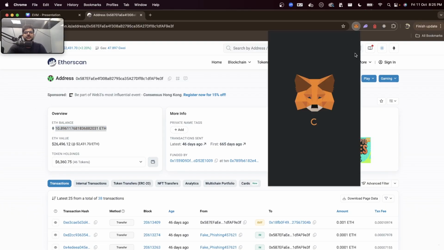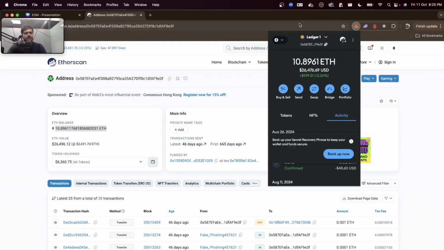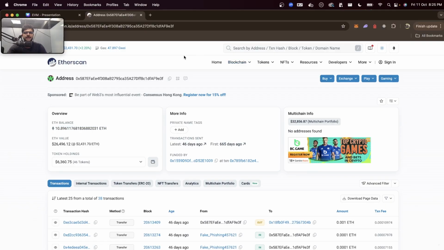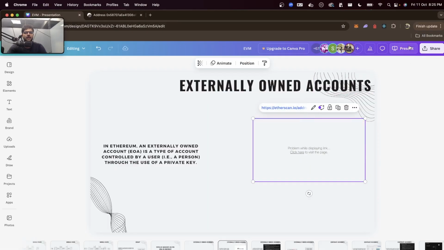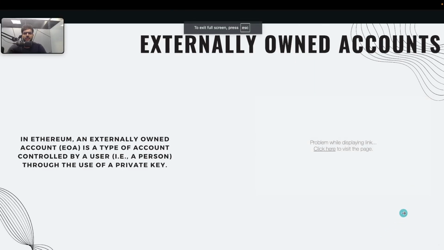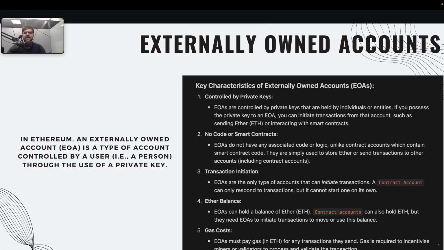Its private key is stored somewhere here in this MetaMask. Very similar to how when we used Phantom, we were storing private keys inside this extension. This is an externally owned account. I'm assuming this is very straightforward to understand. We have just given it a more complicated term called externally owned account rather than calling it an Ethereum address. Just a technical term. What are the key characteristics of an externally owned account?